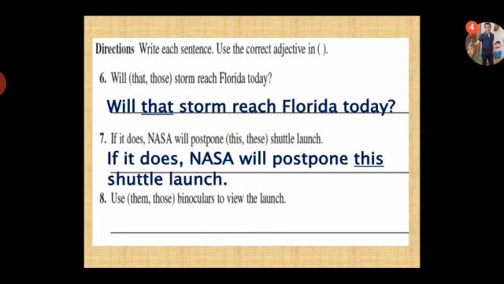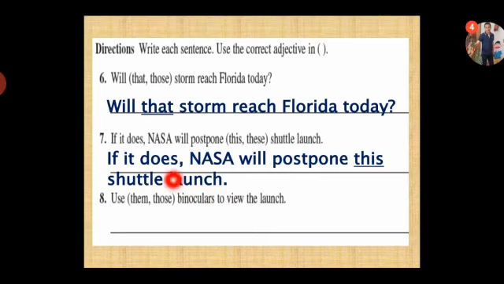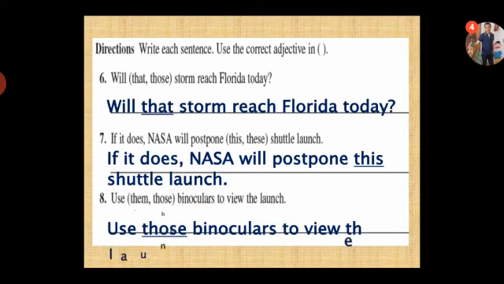Number 8. Use "these" or "those". Binoculars. By the way, the word binoculars, guys, means they look like glasses that make objects that are far away seem nearer to us. So the right answer here, I want you to think, these or those. Which one is right? I need an adjective to describe the noun. So it's going to be those. Yes, right. Those. Use those binoculars to view the launch.